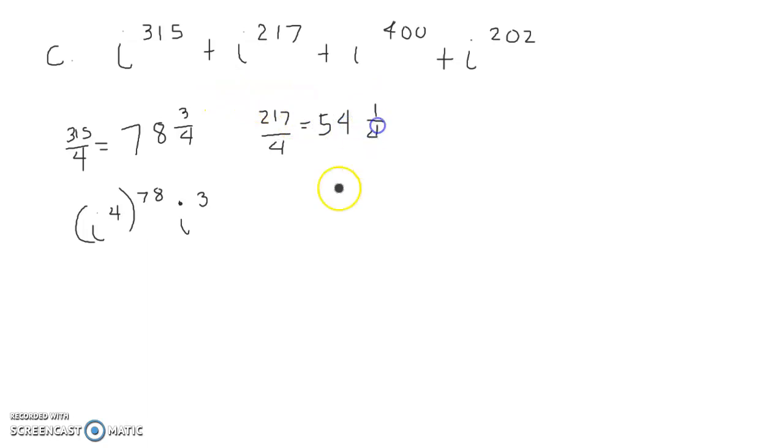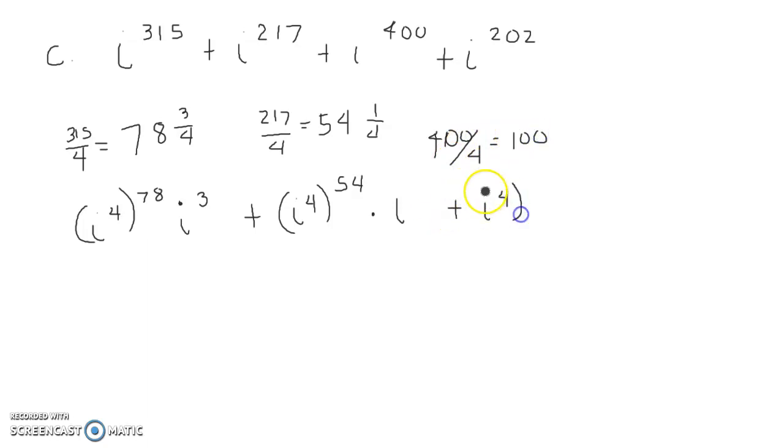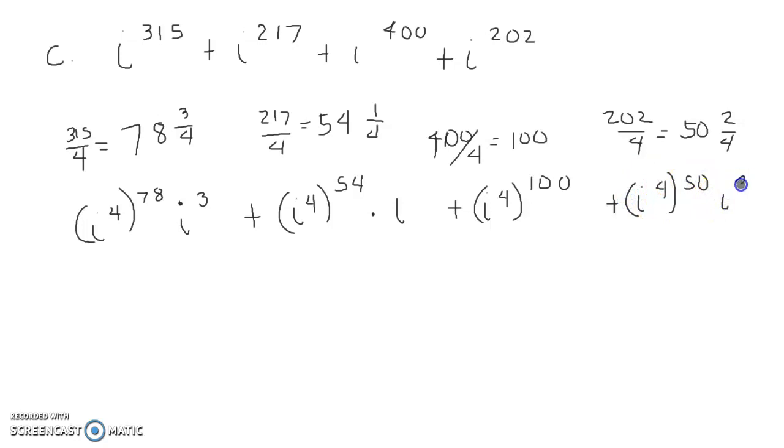So that is equivalent to i raised to 4 raised to 54 times i, plus 400 divided by 4 is exactly divisible by 4. So plus i raised to 4 raised to 100 times. Then 202 divided by 4 is simply equivalent to 50 and 2/4. So plus i raised to 4 50 times i squared.